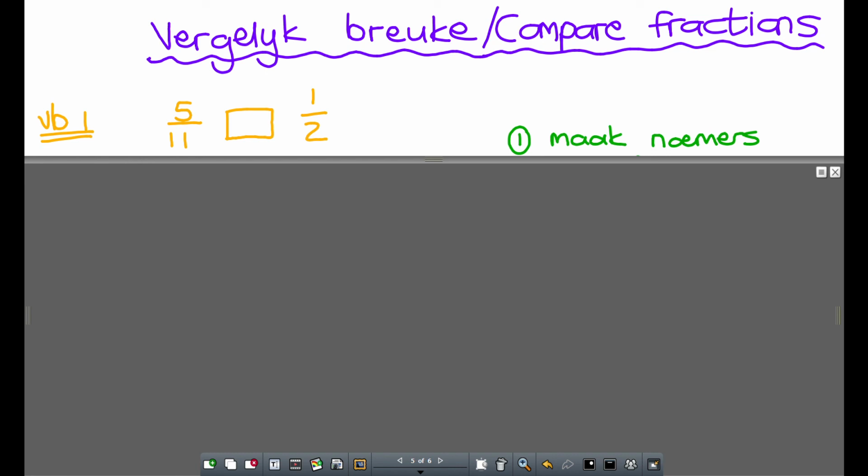Now, the first thing that you were taught is make your denominators the same, because I've got to compare the two same things with each other. Because right now, 5 over 11 and a half, I know it's definitely not equal. But which one will be bigger? I don't know. So we first got to make them the same so that I'm comparing the same stuff with each other, and then I can see which one is bigger or smaller. Right, so step 1 is make denominators the same.